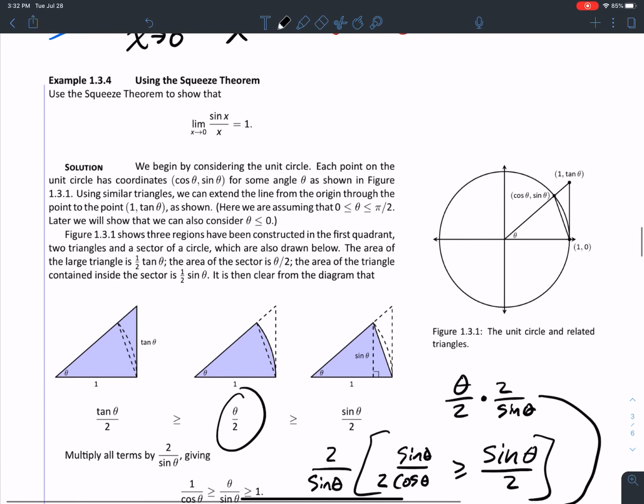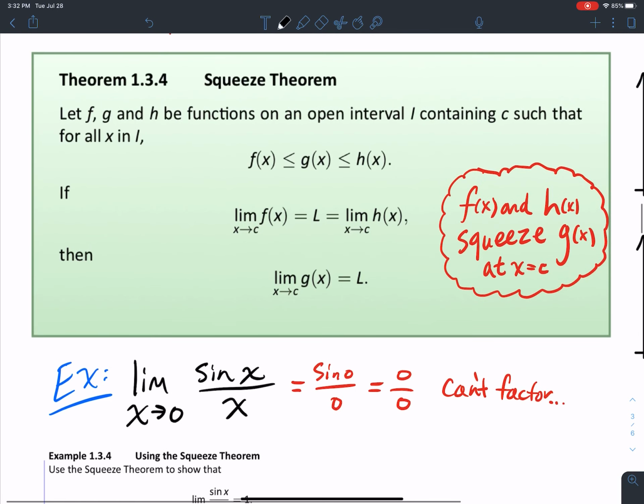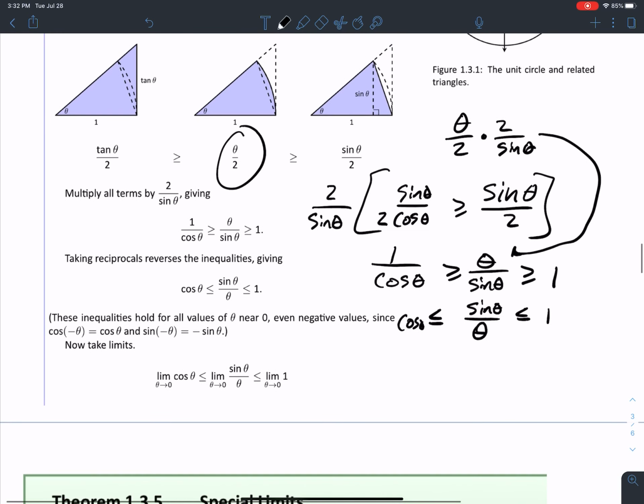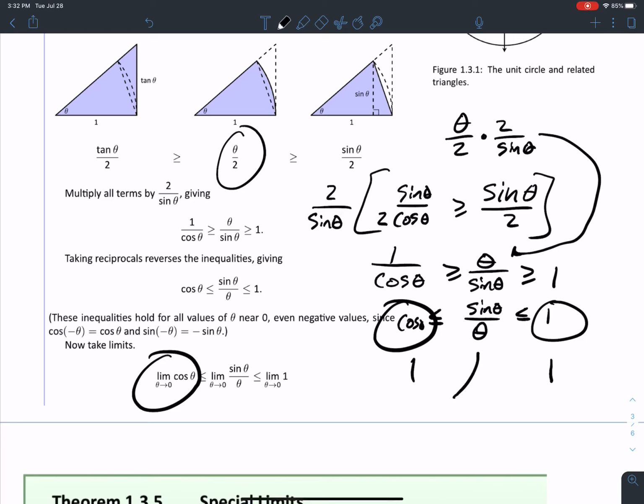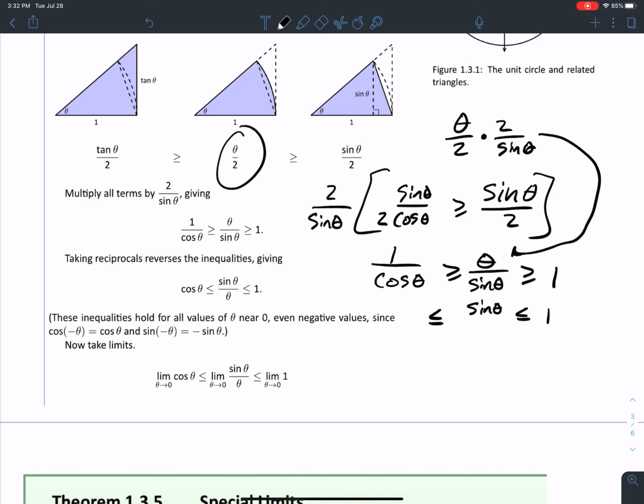Now, what do I know? Well, the squeeze theorem says what? I've got functions that are bigger and smaller. And if I can take the limit of those bigger and smaller functions and they equal a number, and that's the same limit, then I know the one in the middle has to be the same. So I need to take the limit of cosine. So if I take the limit of cosine, what do I get? The limit as theta goes to 0 of cosine is 1. The limit as theta goes to 0 of 1 is 1. So what does that tell me? That forces this to limit to 1 as well. Okay, so that's the idea.